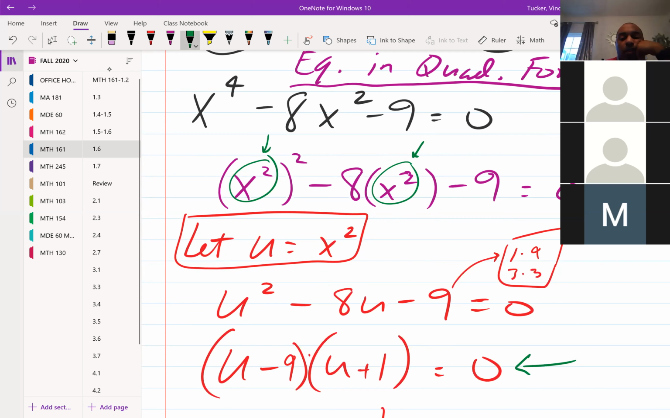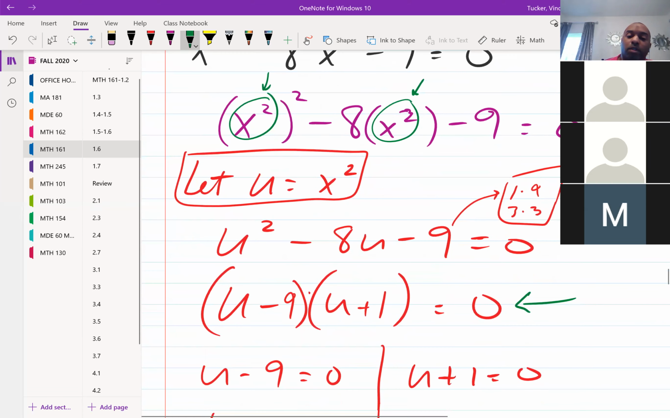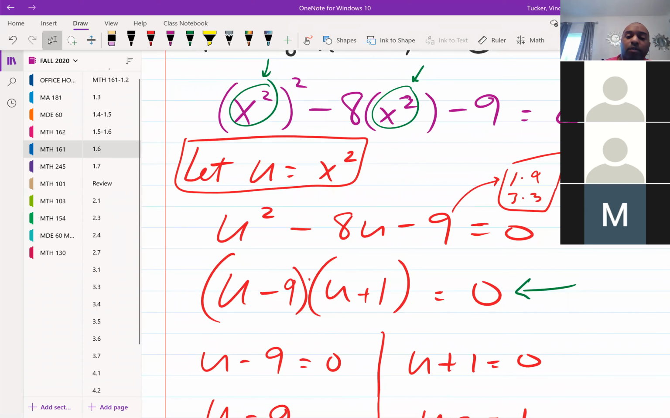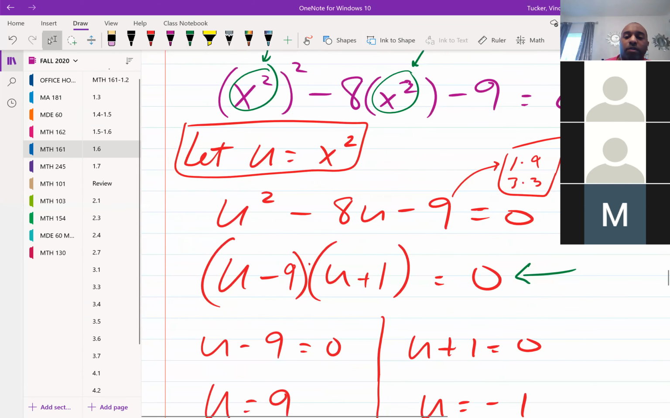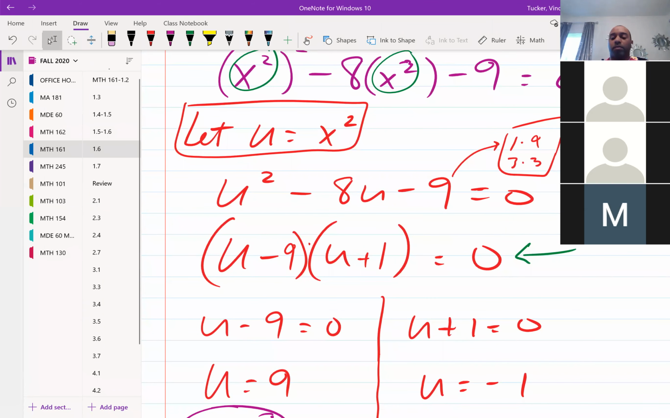And now we can solve this. Once again, I decided to factor. If you didn't want to factor, you could just use the quadratic formula. So u minus 9 equal to 0, u plus 1 equal to 0, and that gives us u equal to 9 and u equal to negative 1. Questions?